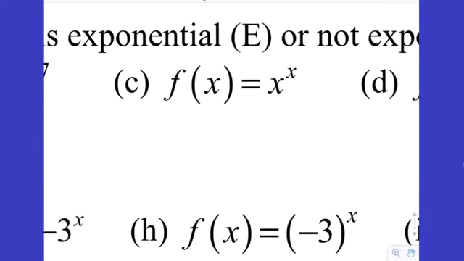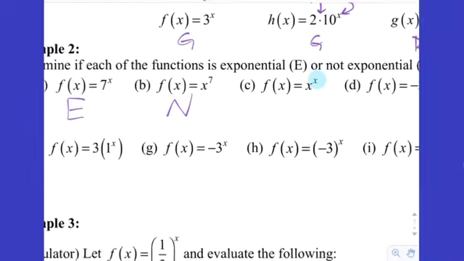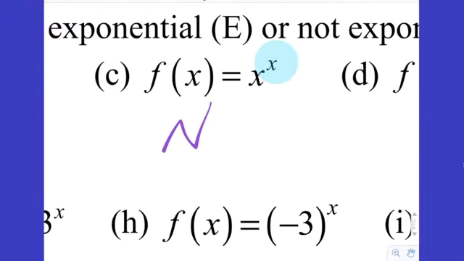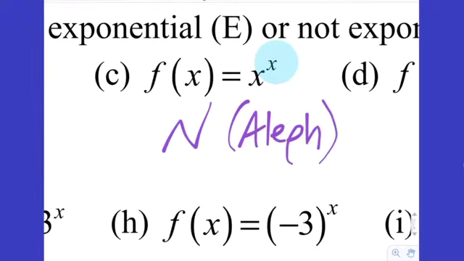What about x to the x? Exponential? We have the variable in the exponent like we need, but we also need what as the base? A number, right? A number bigger than 1 or a number between 0 and 1. x is not a number. So this is a hybrid polynomial, hybrid exponential. This is not an exponential. This belongs to a family of functions called the Aleph functions. And they actually grow a lot faster than exponential when you have both the base and the exponent being variables. They grow pretty rapidly.